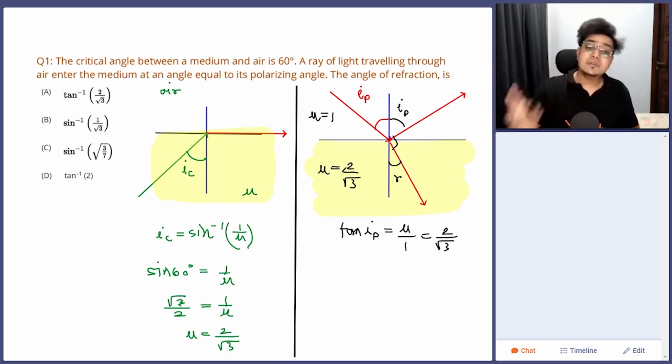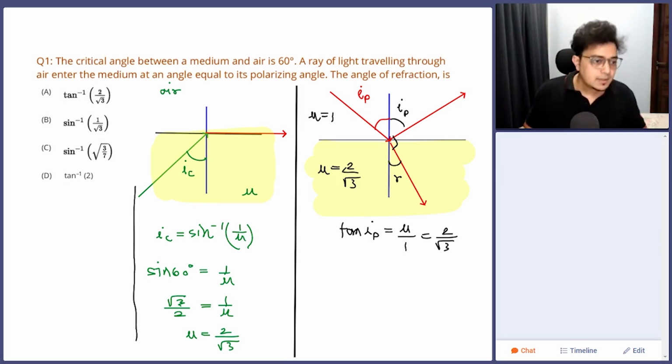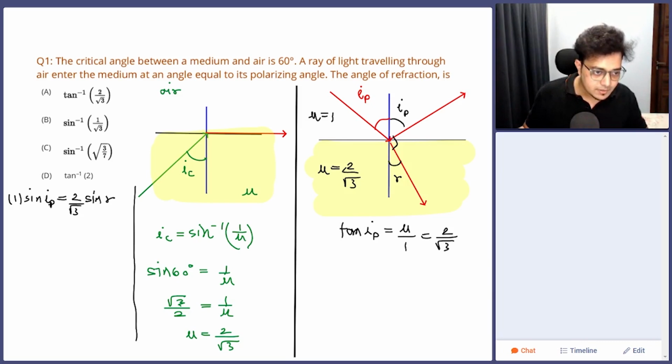Because we need the angle of refraction, I'll use Snell's law here. Initial medium air, angle of incidence IP, equals final medium 2 by root 3 and angle of refraction R, so sine R. So root 3 shifted to one side, 2 in the denominator.